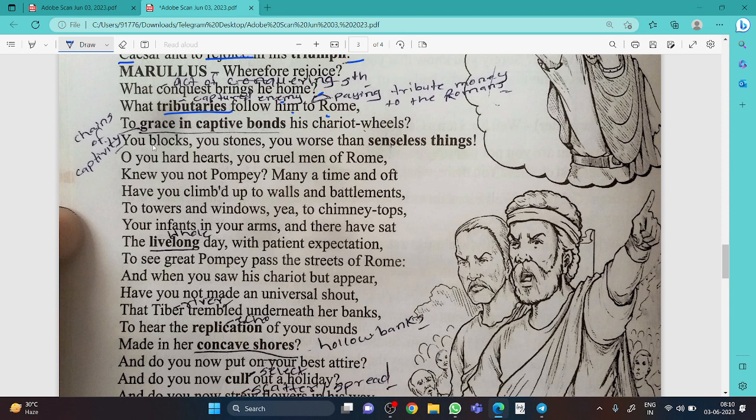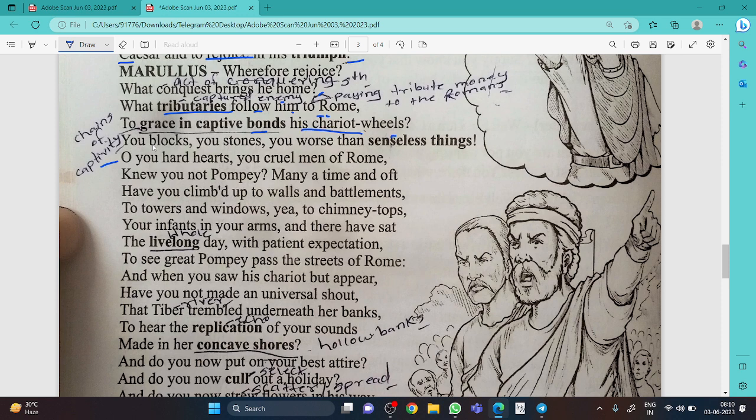Means Marullus is again saying what? That what good thing Julius Caesar has brought home, due to which you are here to welcome him. Caesar has conquered no new country, you can say. Understood? Caesar has not brought back any conquered chiefs to pay tribute money to Rome as a sign of their submission. Actually, better try to understand: what tributaries follow him to Rome, "to grace in captive bonds"? Understood? The chains of captivity, you can say.